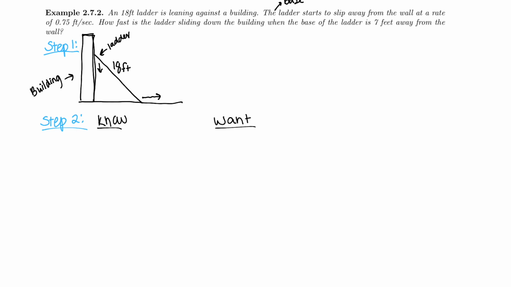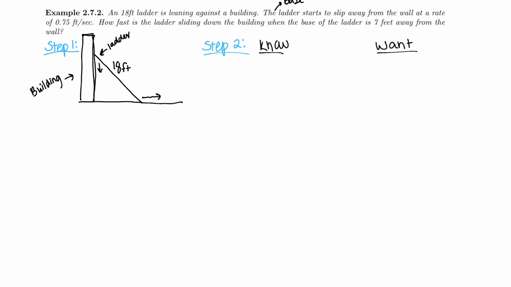I honestly might just put this part up here since we have so much room up here. What we know and what we want. All right, well, the ladder is starting to slip away from the wall at a rate of 0.75 feet per second. Okay, well, I need to label stuff then, right? Because I need to be able to label that something is happening down here.